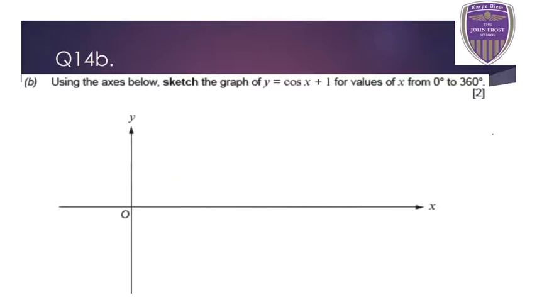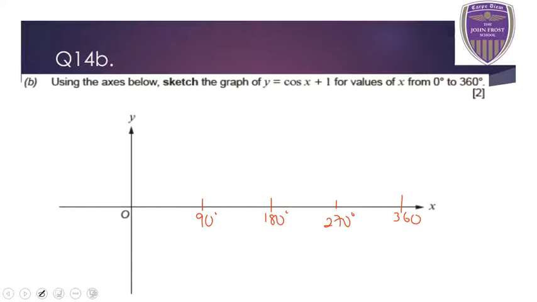Okay, so to pick up from question 14b, using the axes below, sketch the graph of y equals cos x plus 1 for values of x from 0 to 360. So first of all, you've got your naught, put your 360 in, then put your 180 in, your 90 degrees, and then 270. So it's always important having those 4 key markers, okay?